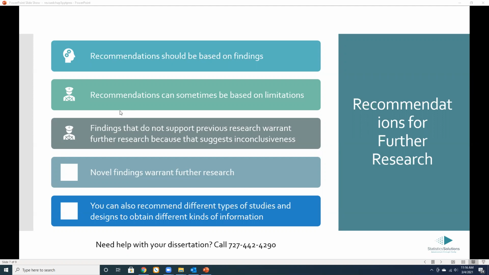Case studies are good for exploring the topic more comprehensively because you have multiple sources of data. Things like longitudinal studies are designed to collect data over time, which adds a different element. So you can recommend different designs and different types of studies to obtain different information on the topic. Okay.